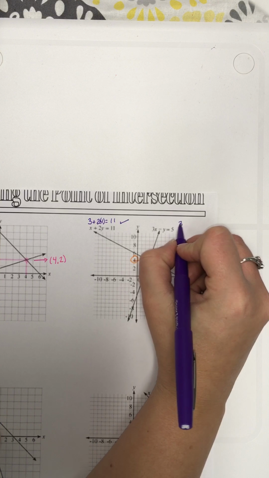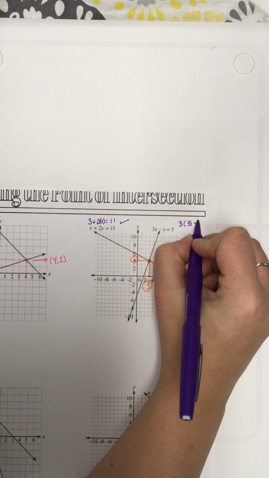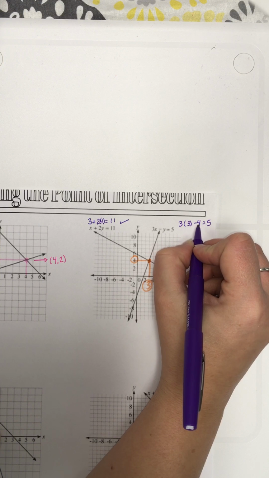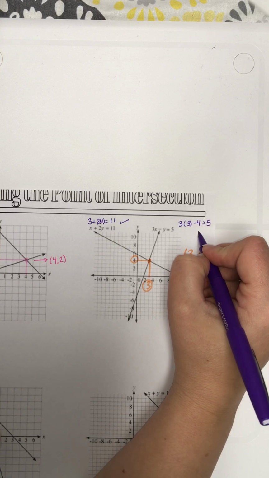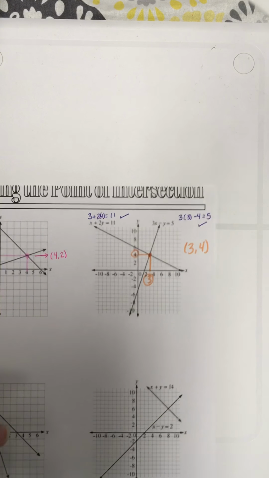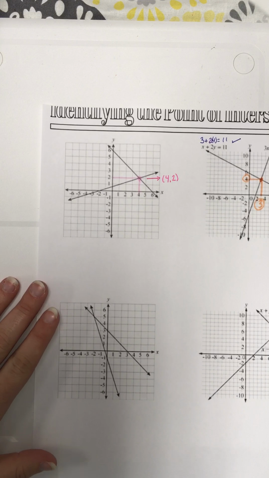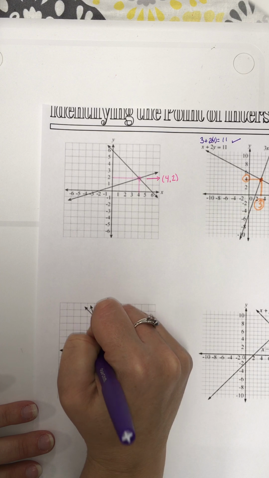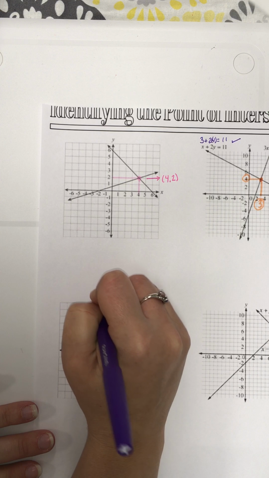And then over here, 3 times 3 minus 4 should equal 5. Well, 3 times 3 is 9. 9 minus 4 does in fact equal 5. So that is the point of intersection. Is that making sense? Okay, let's look at the next one. Again, point of intersection is right here. And this is -2, 5.